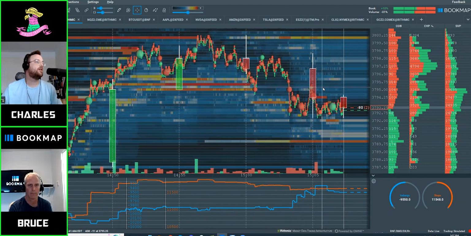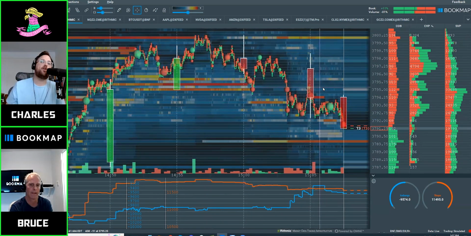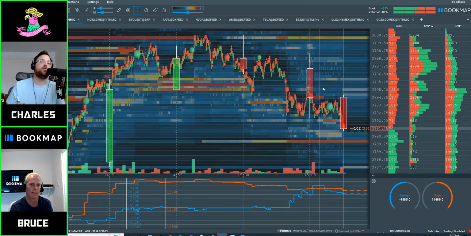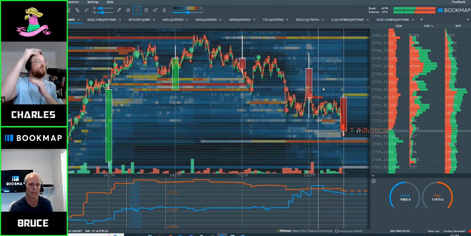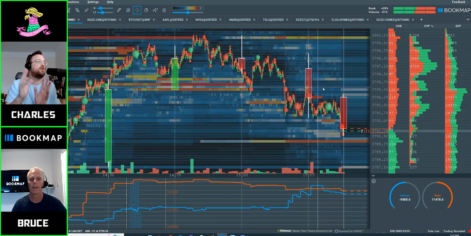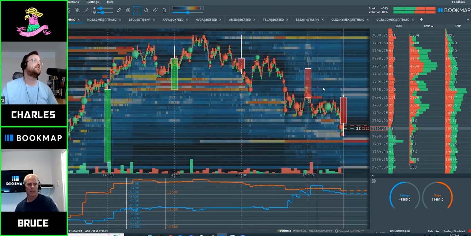Yeah, I completely agree. So Cortman is asking, any tips on using Bookmap for the NQ without getting lost in the nuances? I too have noticed it seems almost like there's too much going on. Is there any tips for that? Yeah.